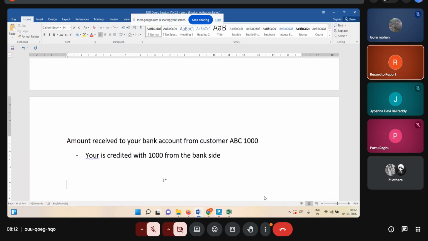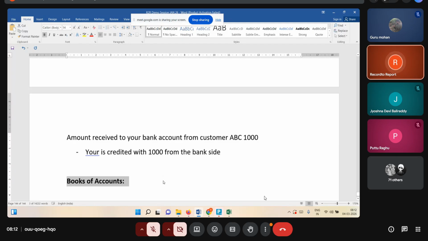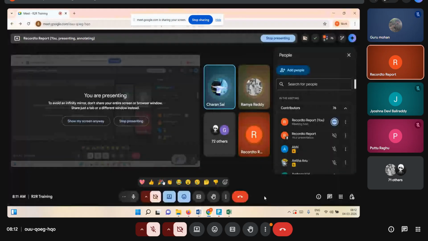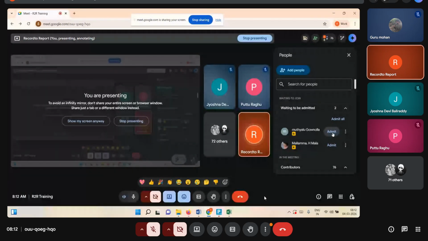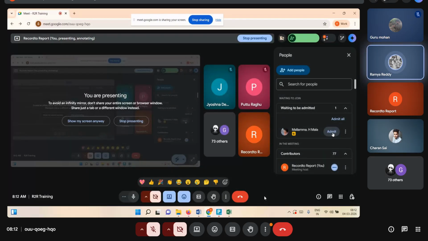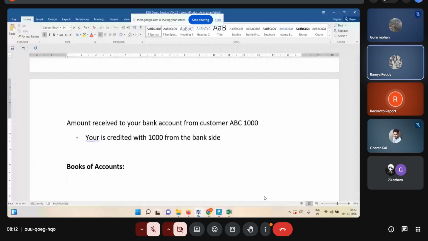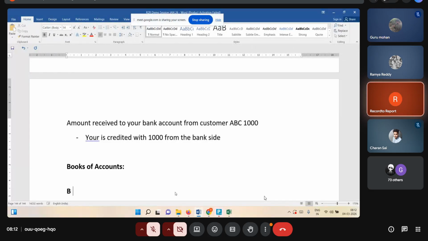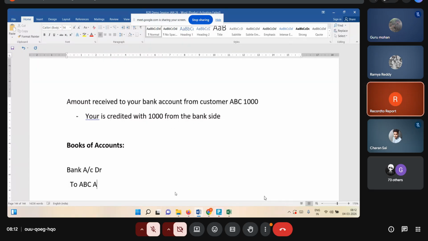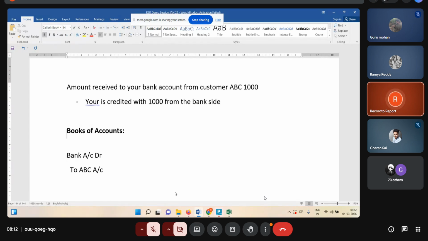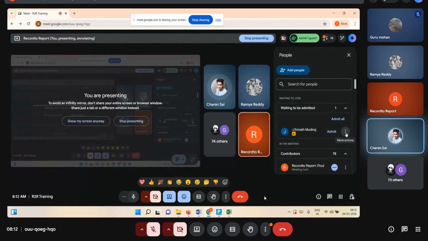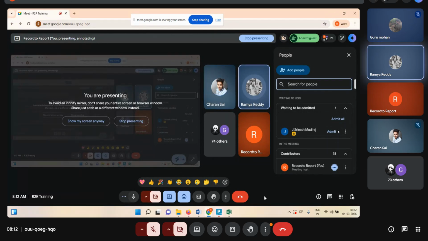So here in the books of accounts, what is the entry we will record for the same transaction? Bank account debit to vendor ABC account. But your account is credited, right? Why are you debiting the bank? You got a message that it is credited, but what are you doing here? Debited.